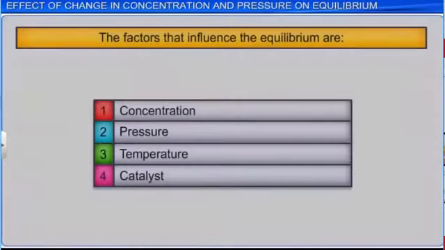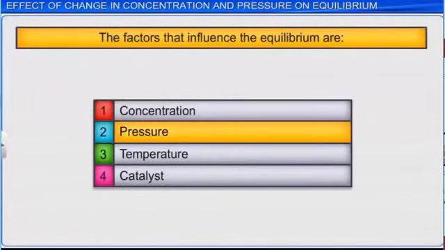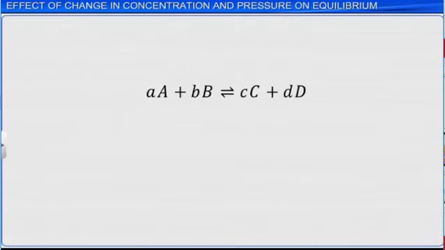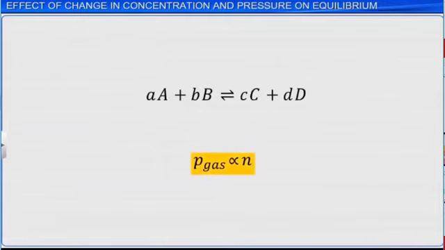Let us now study the effect of pressure change on a system at equilibrium. According to Le Chatelier's principle, when a system at equilibrium is subjected to a change in pressure, the system tends to shift the equilibrium position in such a direction that the effect is nullified. You know that the pressure of a gas is directly proportional to the number of moles of the gas. Hence, the effect of pressure can be easily understood by considering the change in the number of moles between the products and the reactants.